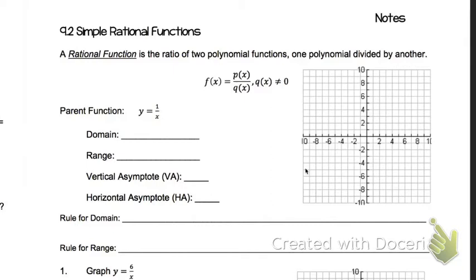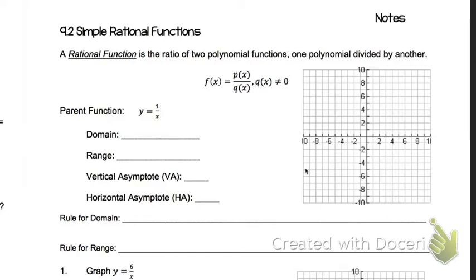So the main thing when you're graphing a rational, or how do you identify that it is a rational function? We talked about that last class. It's a fraction, and what has to be on the denominator? An x, or just some sort of variable. So that's how I identify that it is a rational function. The parent function, which is just the most simple form, is y equals 1 over x.